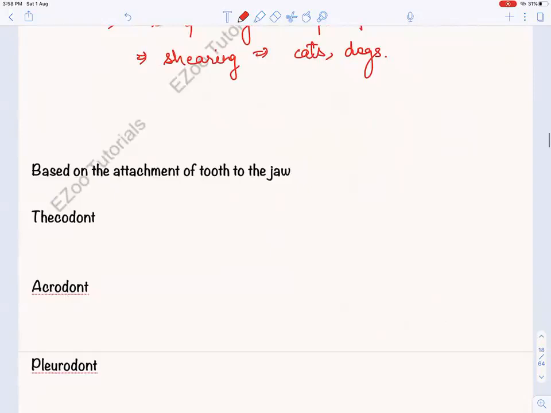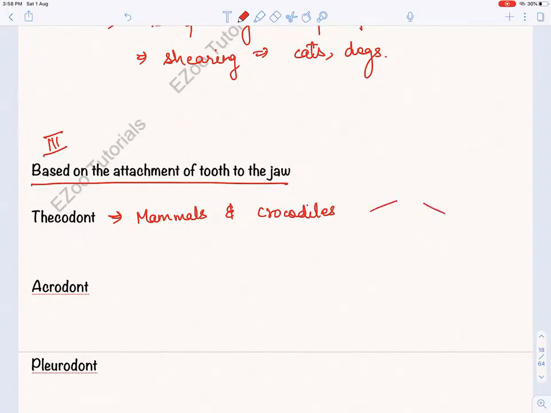Now the third basis that I have taken is based on the attachment of the tooth to the jaw. This is a somewhat important thing. So thecodont, first I'll give you the example, such as mammals and crocodiles. And what is thecodont? Thecodont is when the tooth is embedded in the jawbone. Like if we see our teeth, this is the jawbone, right? It is embedded in the jawbone.